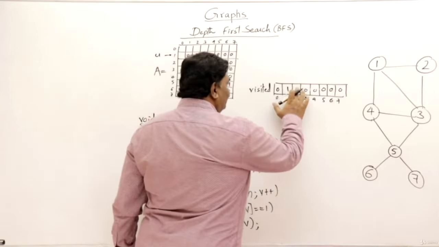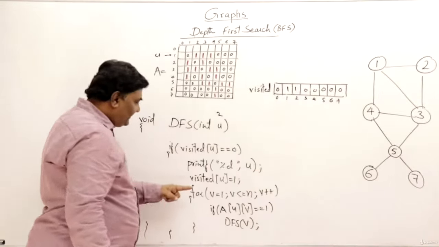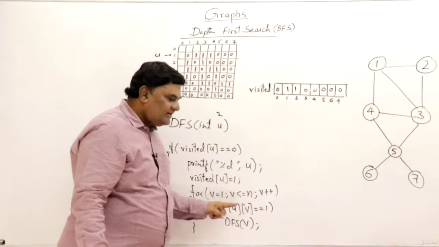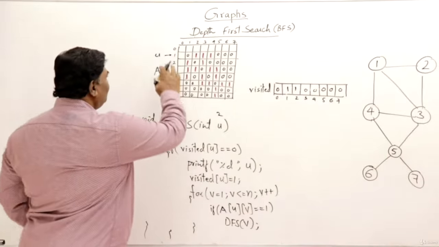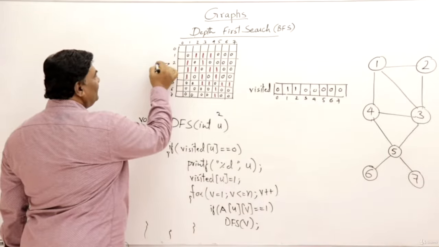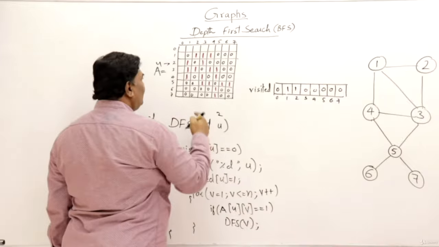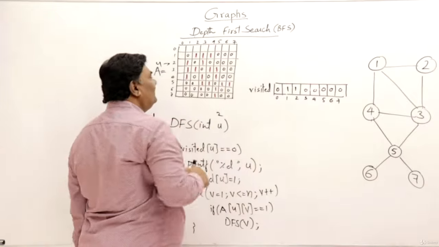and mark it as visited. Mark it as visited. Then scan through all the adjacent vertices of vertex 2. So now this is U. This is U because U is 2 now.